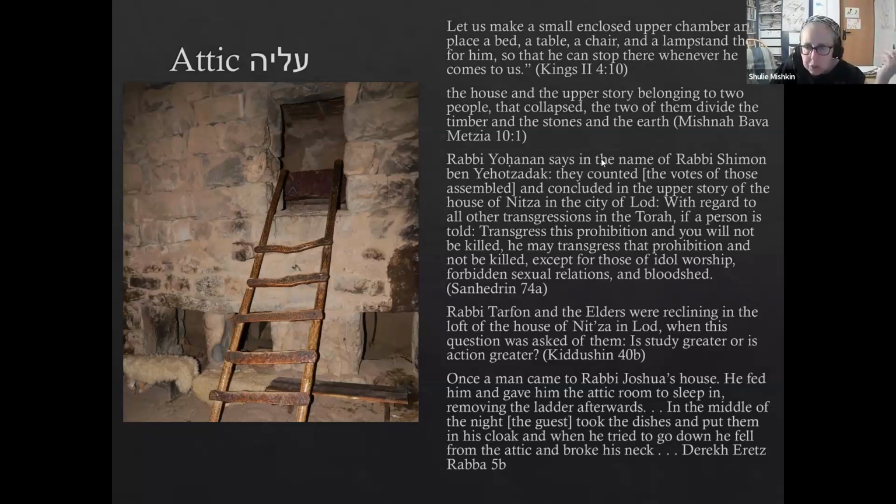But where do they determine this, the rabbis? So Rabbi Yochanan says in the name of Rabbi Shimon ben Yehotzadok, they counted the votes of those assembled, right? Nimnu v'gamru, and concluded in the upper story of the house of Nitza in the city of Lud. This is where they made this determination. Now, some people say that this determination was so important because it was a time of shmad. It was a time of decrees against the Jews. Why are they meeting in the attic of this guy in the city of Lud? Because the Chachamim have to hide out, right? They can't be meeting in public.